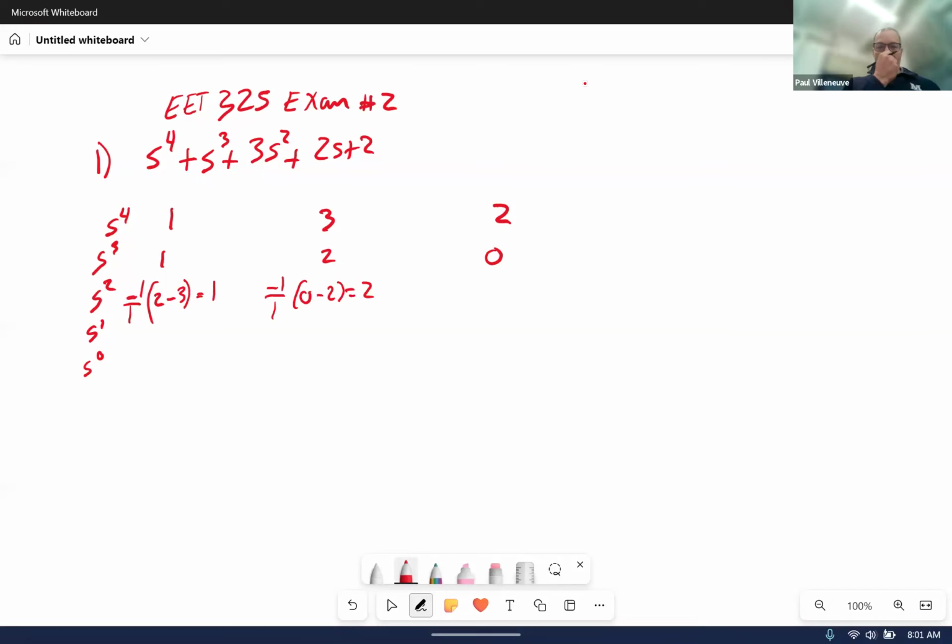Okay. We move down one row. And if you look really quickly at the S to the 1 row, you can see that when you determine the values, it's 1, 1, and 2, 2 are the coefficients. You can already see it's going to be equal to 0. But if you haven't seen it, let's go ahead. We have 1 times 2 minus 2 equals 0.